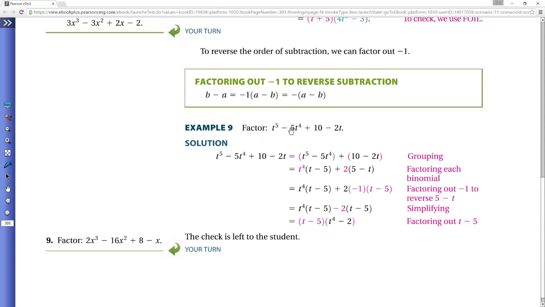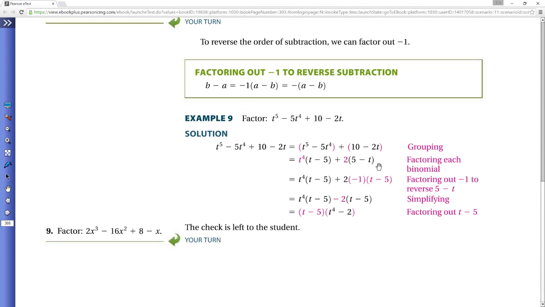That's one of the reasons I don't like subtraction, too, is you got that order dependence, right? Well, what they're trying to show you, if you want to change order, I can do that with factoring out negative ones if I need to change this order. So that's what they do.